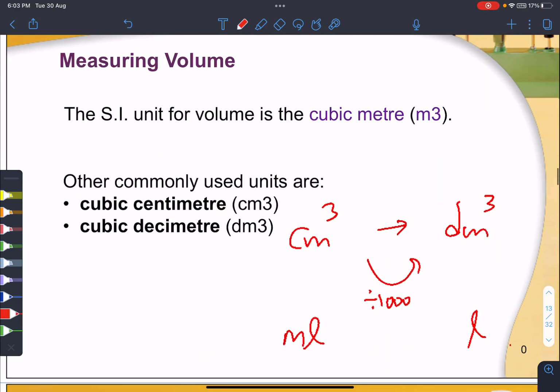Measuring volume. Volume commonly is cubic meter, meter cube basically. But the more common one in chemistry is we love to give you in cm cube. We need to change it to dm cube. And just know that cm cube is mL, dm cube is L. You know, that's so much easier to change. And my teacher never told me this. I'm not kidding. I had to do the mathematical way, which is gross.